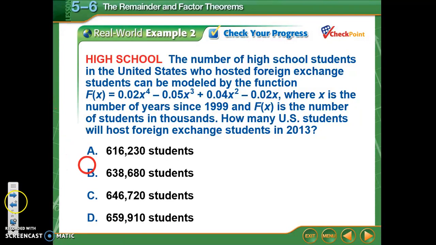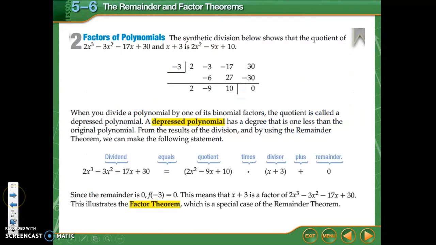Okay, the answer here should be B, 638,680 students. All right, let's go on to the next back page of your notes here, and we're going to talk about the factor theorem, which is the other big focus of this section. So I want you to take a look at what's happening here.